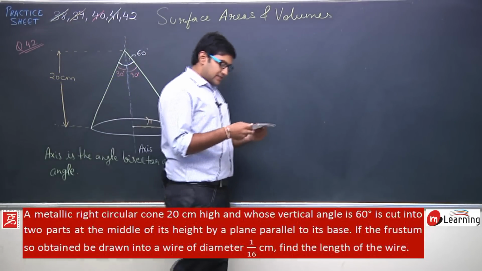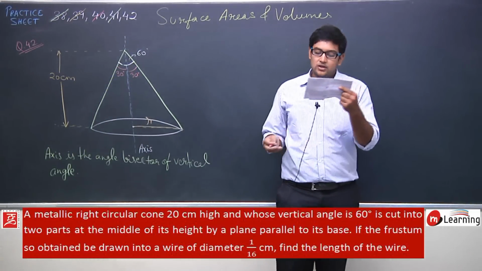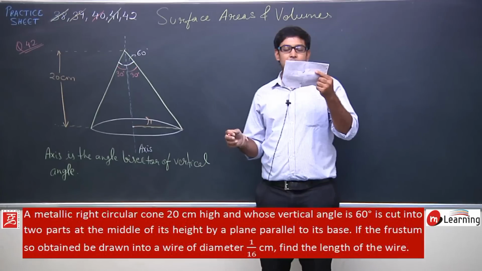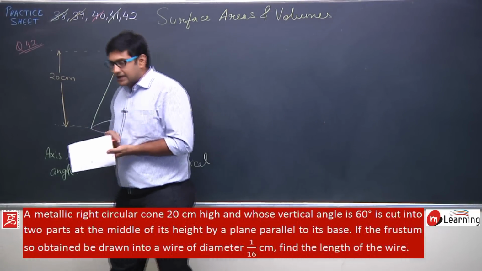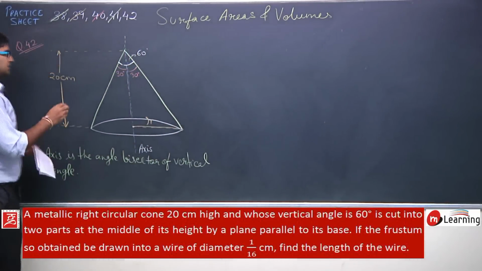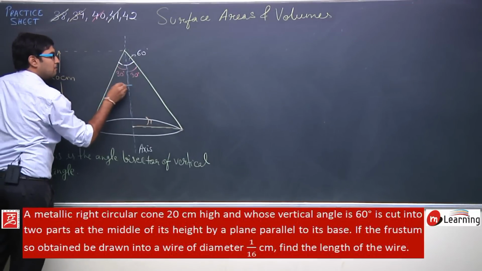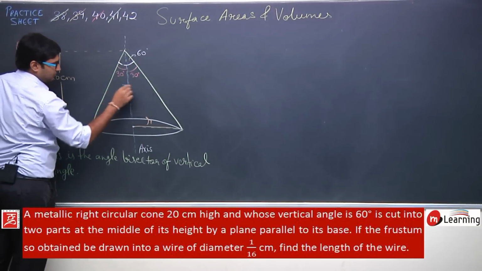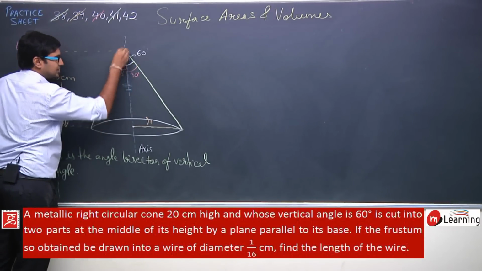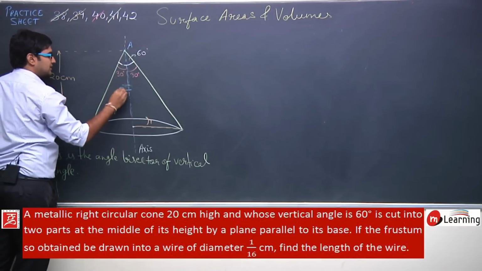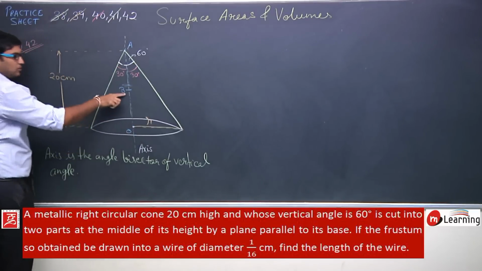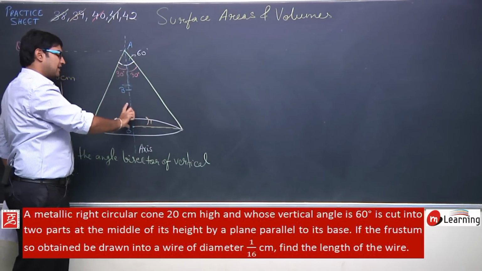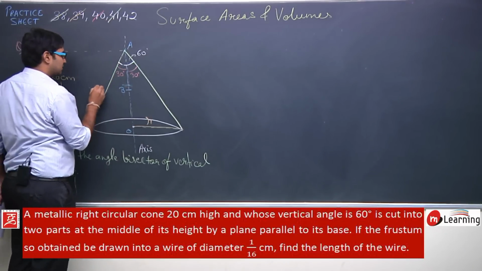Now it says that this cone is cut into two equal parts at the middle of its height. If I am cutting this cone at the middle of its height, it means at the midpoint of this line. Let us say this point is A, this point is B, and this point is O. So B is in the middle of AO. It means AB is 10 centimeters as well as OB is 10 centimeters.